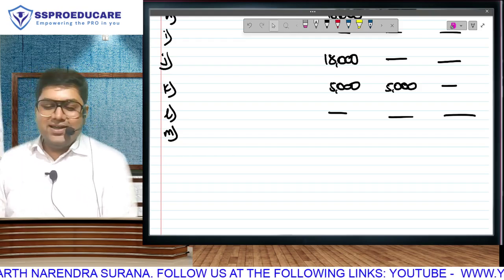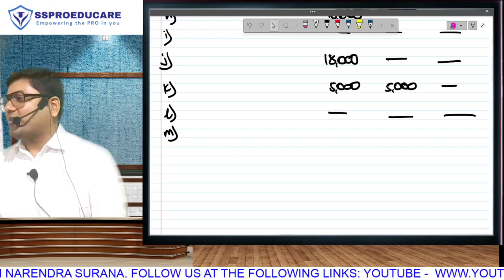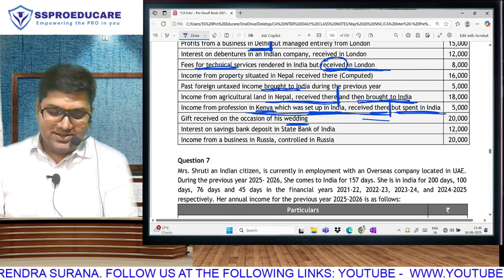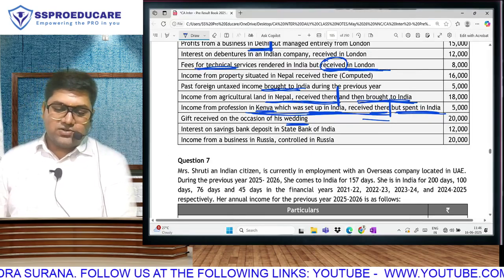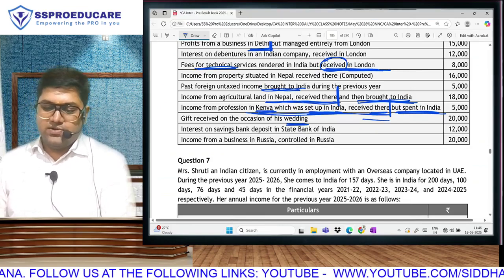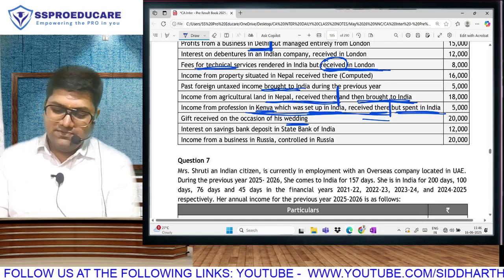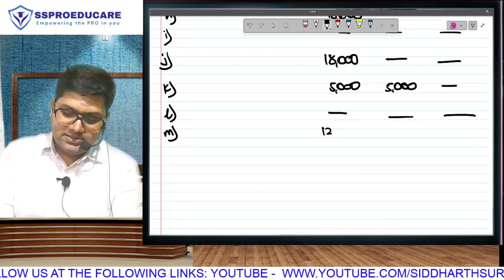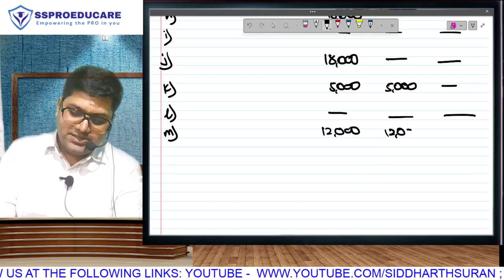Okay, so are you clear that on the occasion of wedding any gift is not going to be taxable. Let's go to the next, interest on savings bank deposit in State Bank of India, probably the easiest of all. Will it come in all three? Yes. 12,000 each.